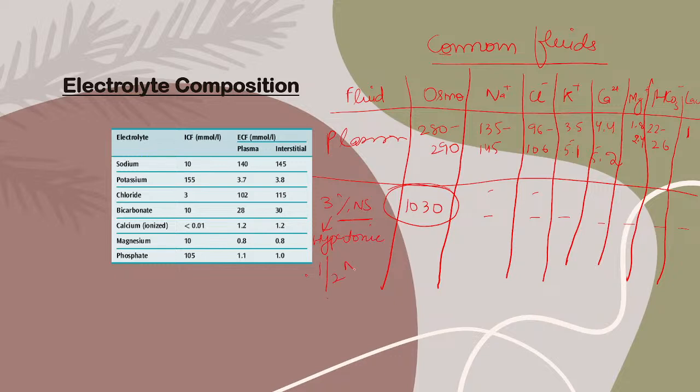Next we can discuss half NS, that is 0.45% normal saline. The osmolality is around 154. Sodium is 77. Chloride is also 77. Then there is no potassium, calcium, magnesium, bicarbs or lactate. So this is the basic about common fluids and you need to remember all these.